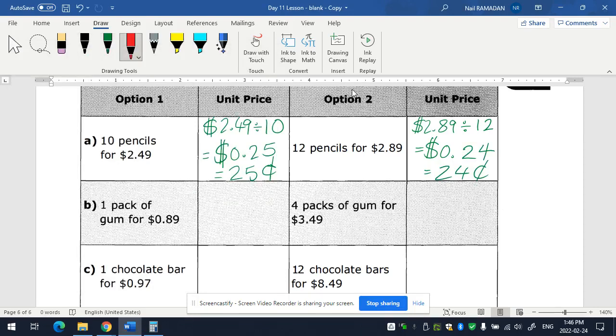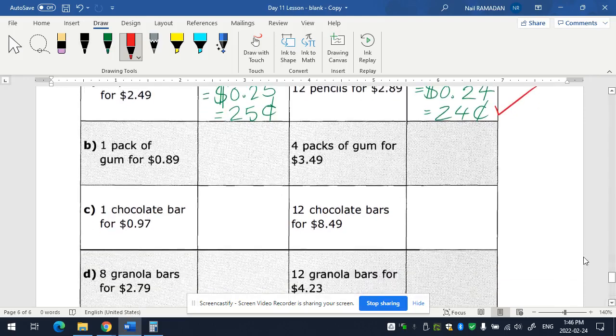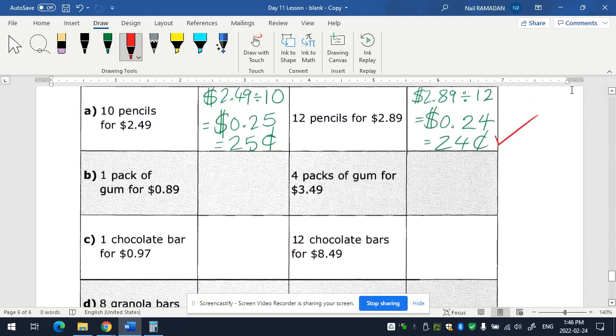So go ahead. Don't circle, just put a check mark here. This is the better choice or the better option. All right, next. All of them are the same way, by the way. So I'm just going to do a couple maybe.